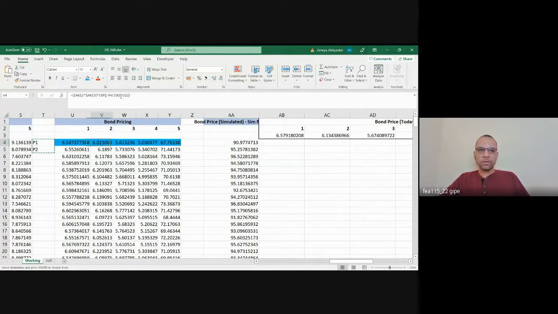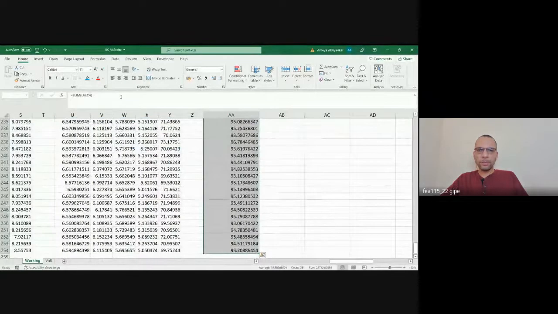So maybe I can do a Control X, Control V. So P1, P2, P3, and so on up till P251. So there'll be 251 rows which are available. So these are my 251 scenarios.